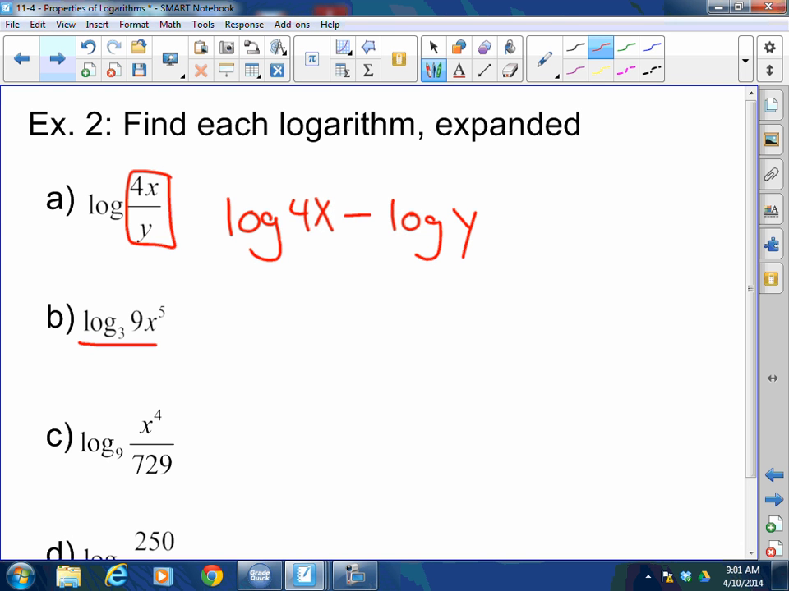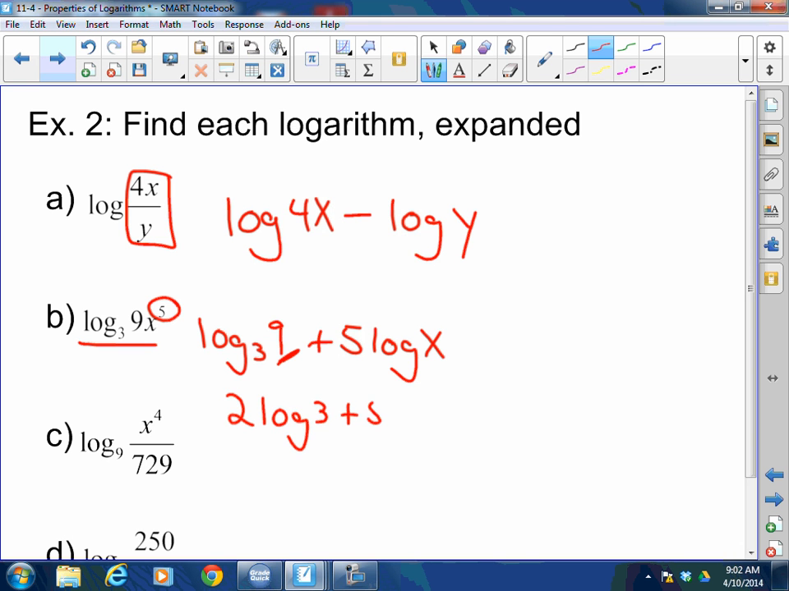B, log base 3 of 9x to the 5th. I'm adding, right? So I'm going to go log base 3 of 9 plus 5 log of x. Now, we're missing one thing here, though. What does that 9 break down to? 3 squared, right? So this would technically be 2 log of 3 plus 5 log of x. That's expanded. You've got to expand it all the way.